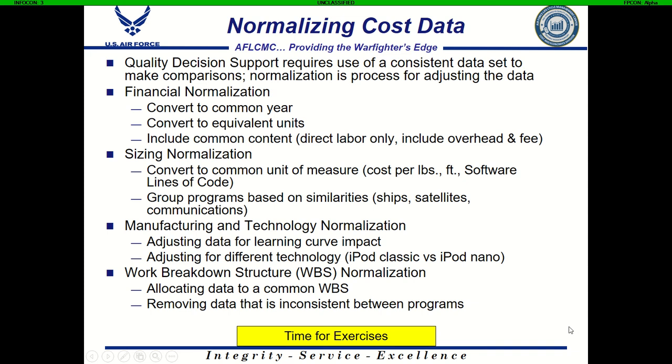So now we're going to jump over to Excel to work through the exercise.